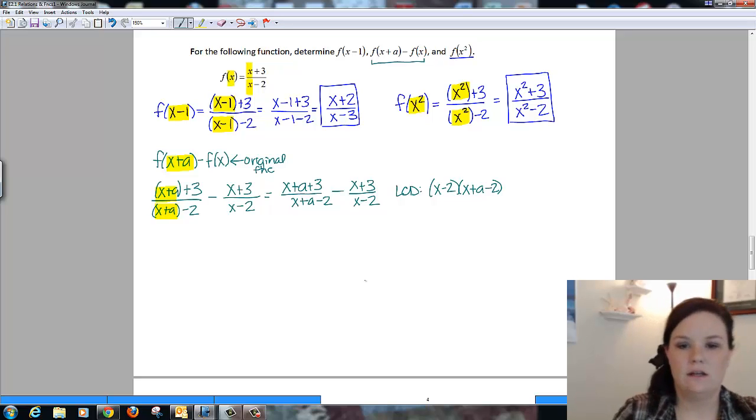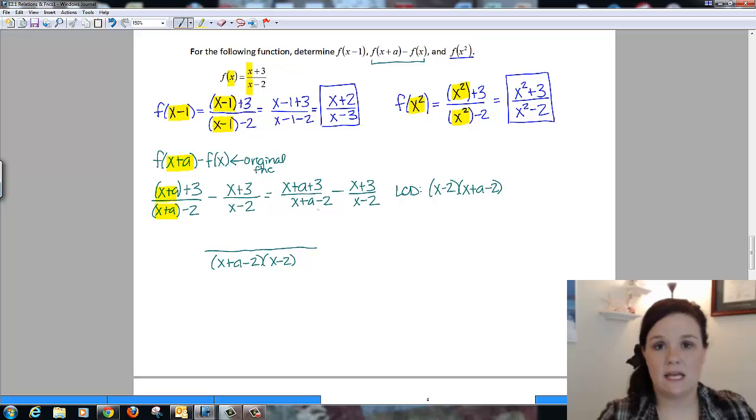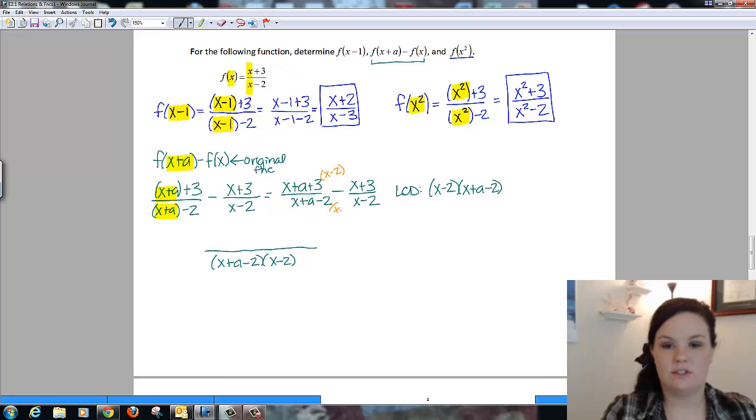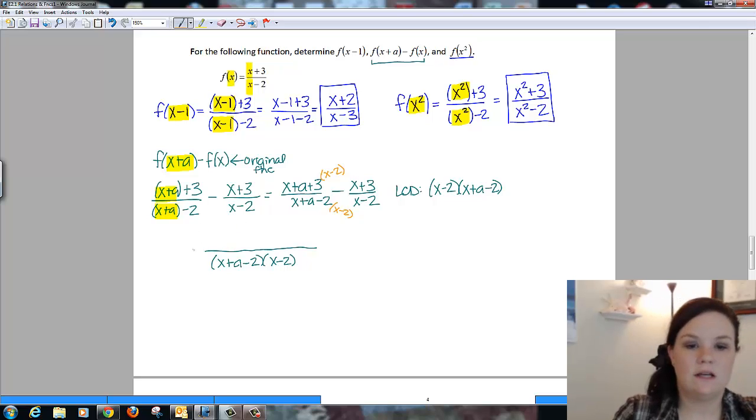Now if I want to write this all over, let's try again. If I want to write this all over x plus a minus 2 times x minus 2, in order for this first term to have the denominator that I need, notice the denominator it's missing is x minus 2. So I would have to multiply on top and bottom by x minus 2. Now once I do that, the denominator looks the way I want it to, and on top what I have is x plus a plus 3 times x minus 2.